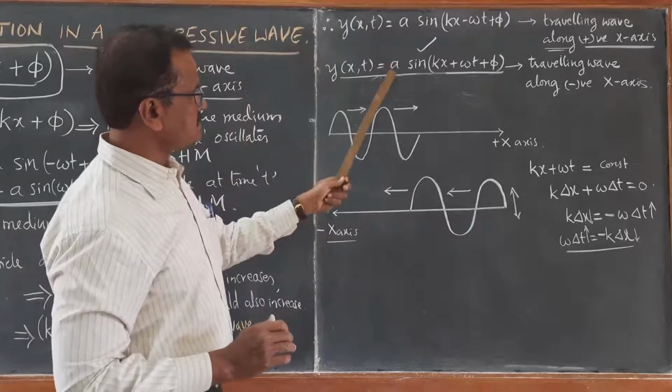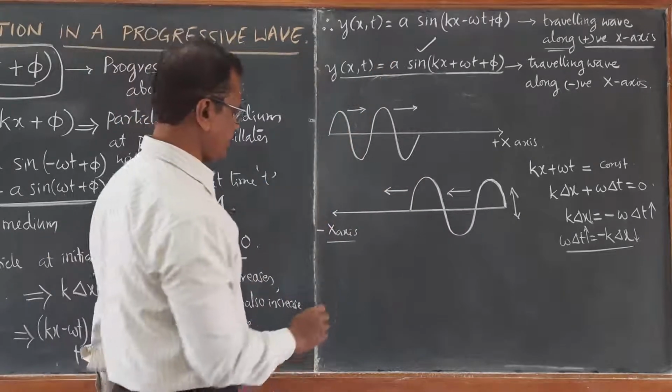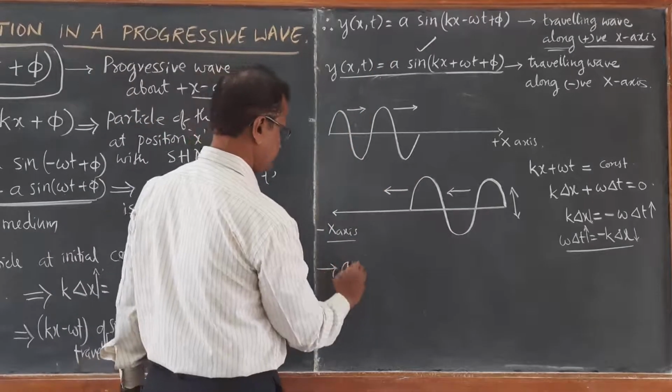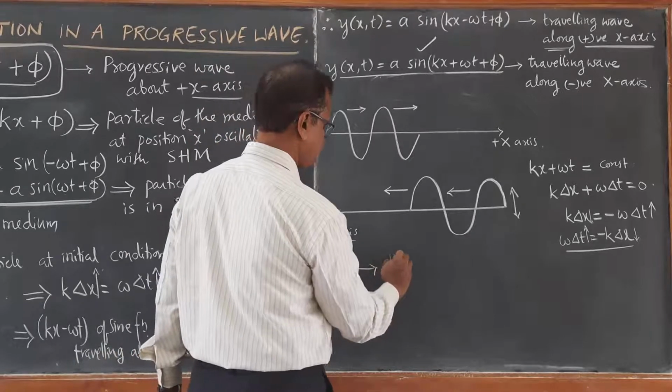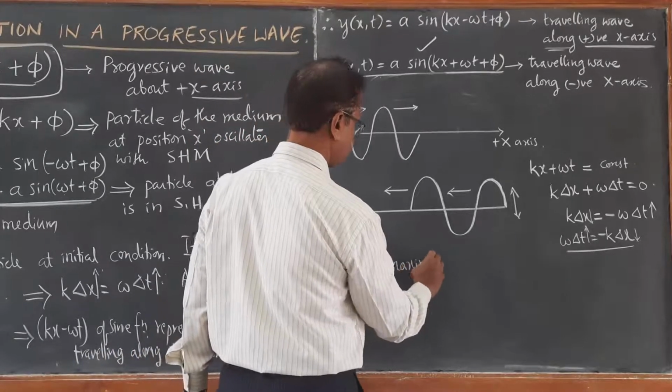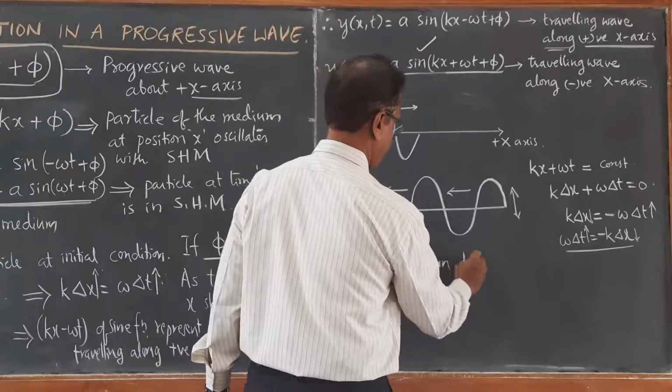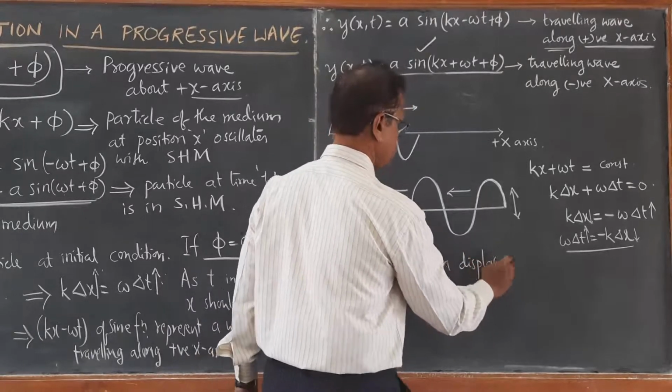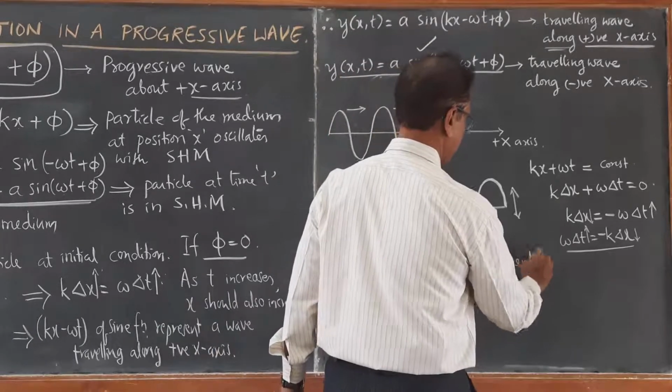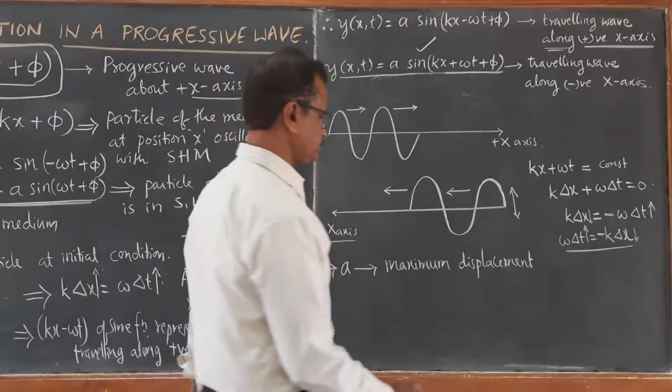Then what is this A? The A here represents the maximum displacement of a constituent particle.